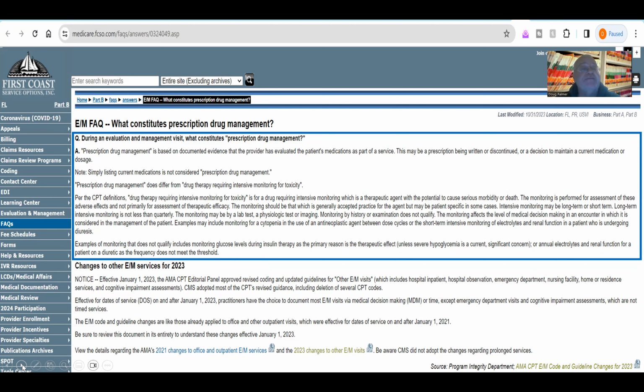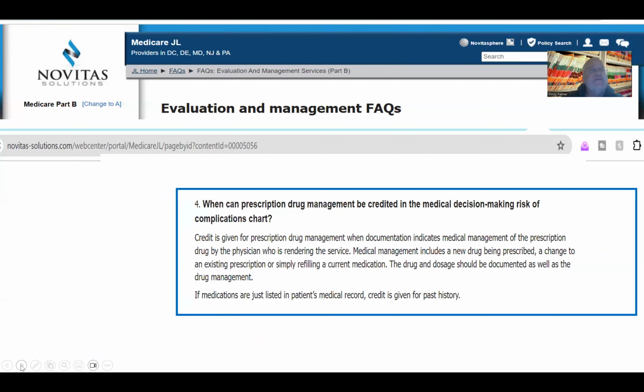Prescription drug management does differ from drug therapy requiring intensive monitoring for toxicity. And of course, that would be a higher level of risk. But here, First Coast does answer the question. A decision to maintain a current medication or dosage would constitute prescription drug management as far as First Coast is concerned. And so let's move on to Novitas.